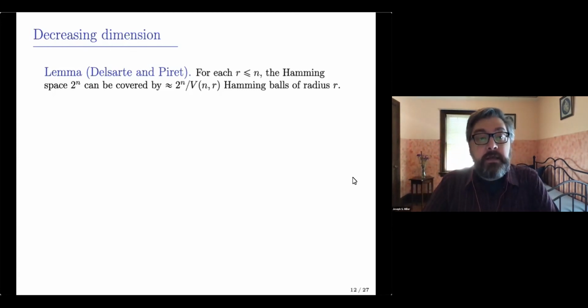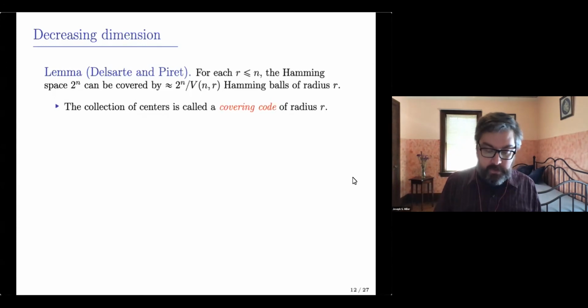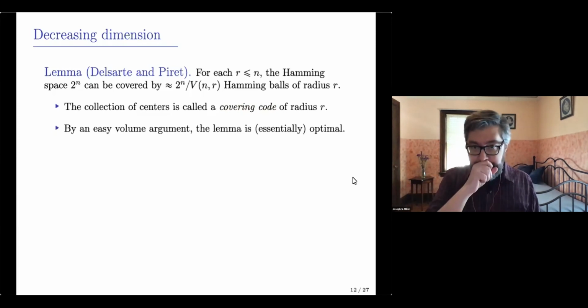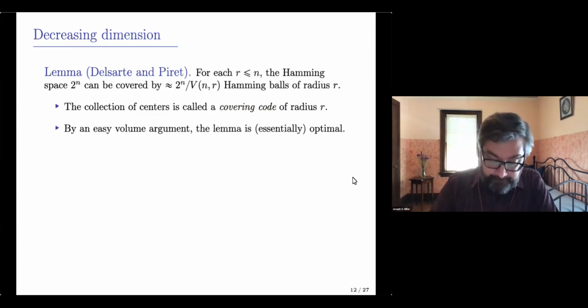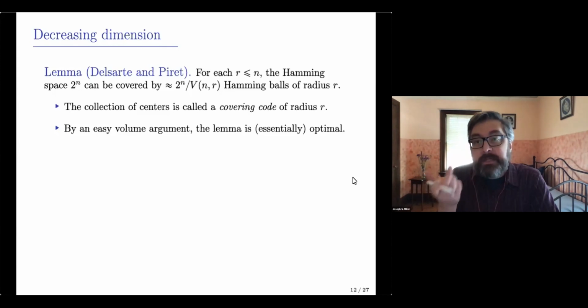They showed that you could cover the Hamming space of dimension n with 2 to the n over V(n,r) Hamming balls of radius r. This is called a covering code of radius r, the collection of centers. Notice this expression is actually a lower bound on any possible cover, because the Hamming balls only cover V(n,r) points and there are 2 to the n points in the space. So you need at least this many Hamming balls. And what Delsarte and Perret say is that you can get by with just about that many.